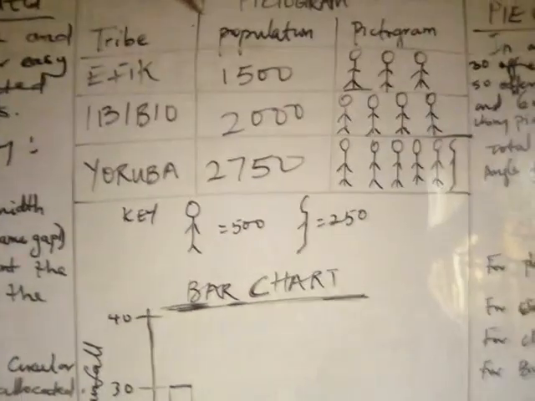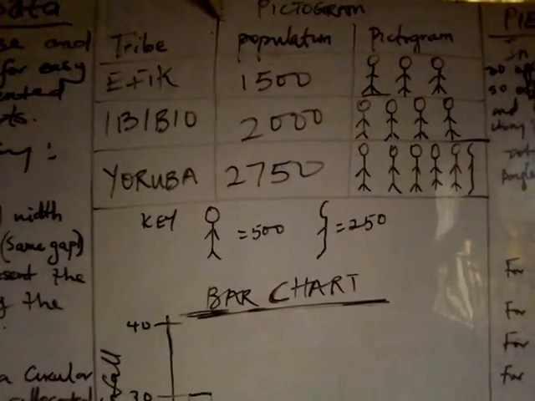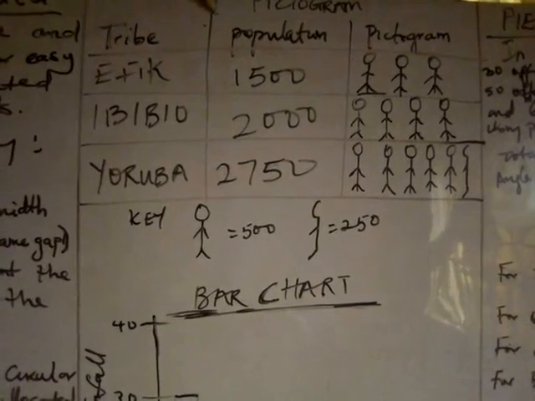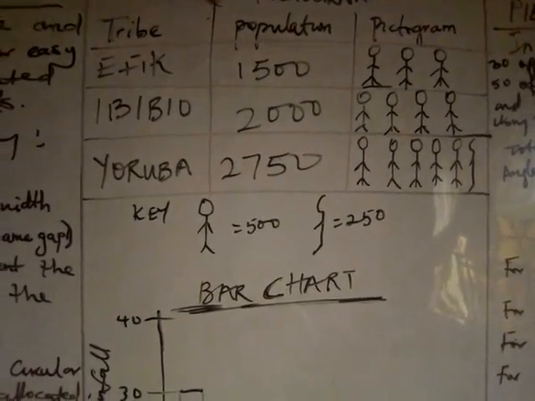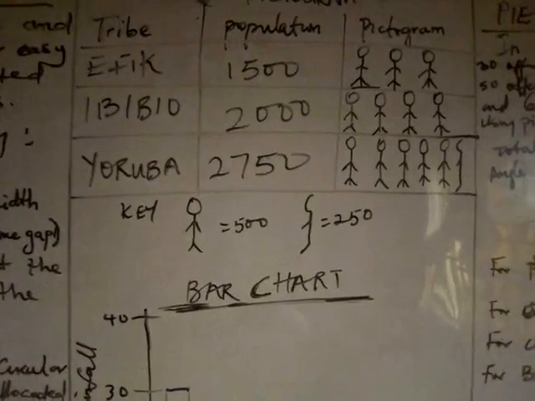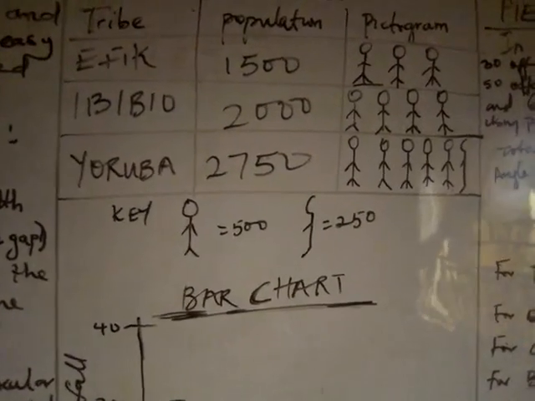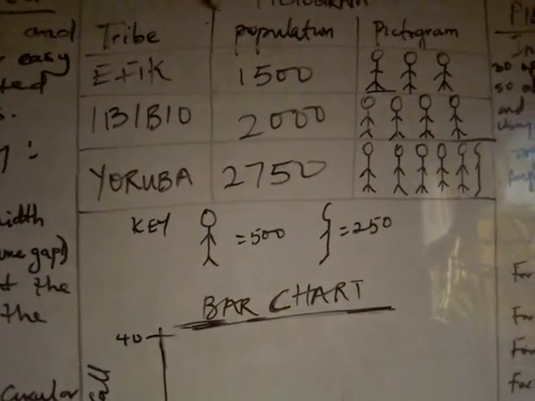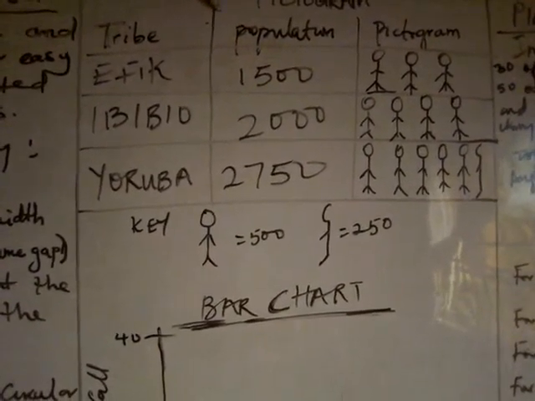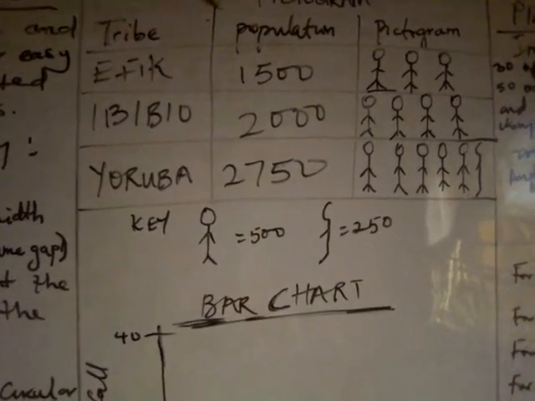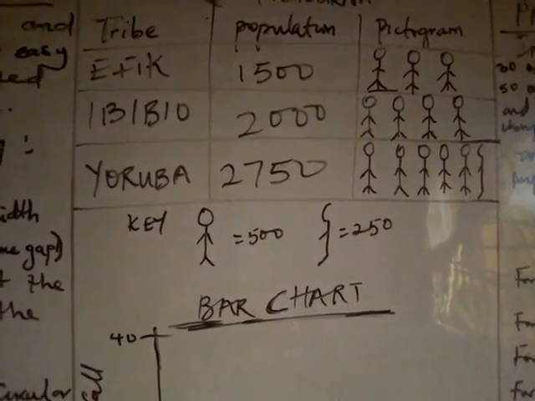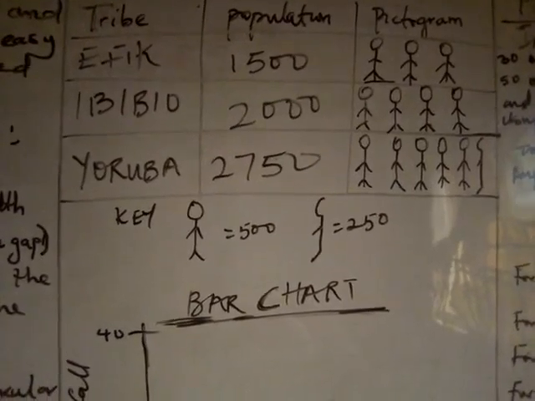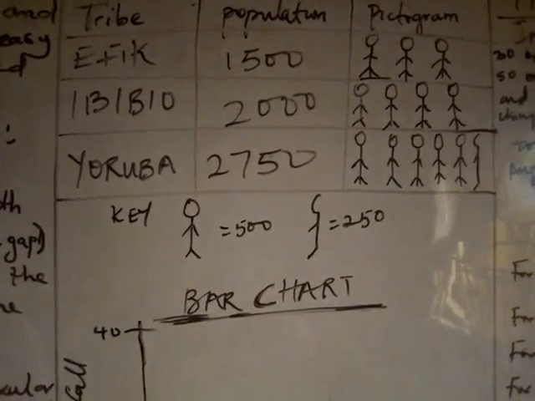A pictogram is just using pictures to represent data. For example, tribe. Under tribe we have Efik, Ibibio, and Yoruba. Let's say we want to know the population, the number of people in a particular location, based on their tribe. The population of Efik in that community is 1,500. For Ibibio it is 2,000, and for Yoruba it is 2,750.